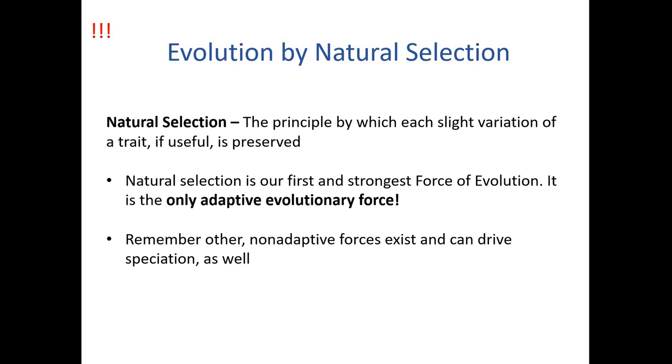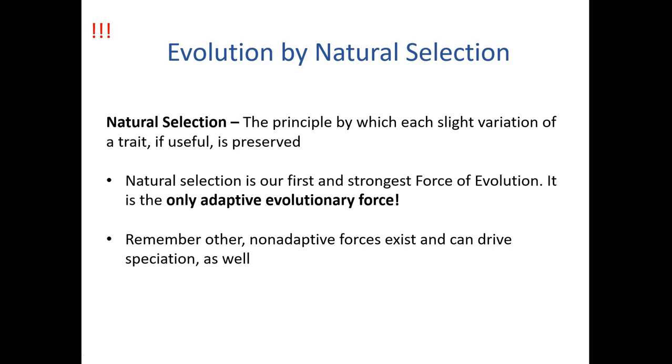So natural selection is our first and strongest of the 4 forces of evolution that we've talked about. It's also the only one that's an adaptive evolutionary force. But it's important to remember that other non-adaptive forces exist and can also drive speciation and evolution as well. So evolution is not always adaptive. Evolution can occur somewhat randomly in populations, and we have evidence of this, which we'll talk about later, for example, the Amish population in eastern Pennsylvania and the prevalence of polydactyly, or extra fingers, there. That's not an advantageous trait, and yet it has somewhat evolved in that population due to these non-adaptive forces.